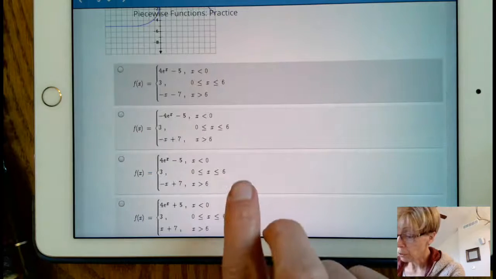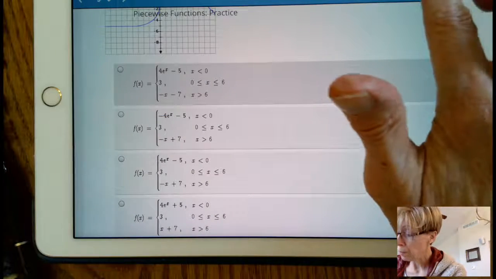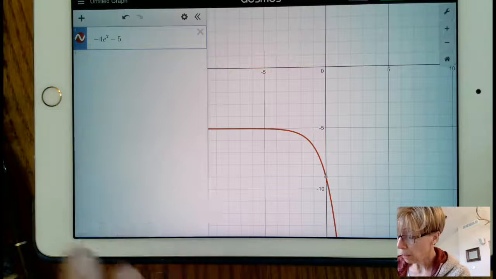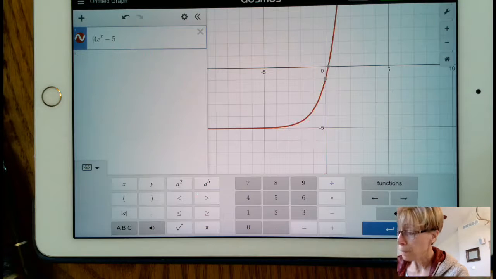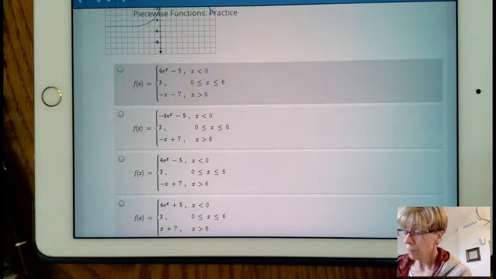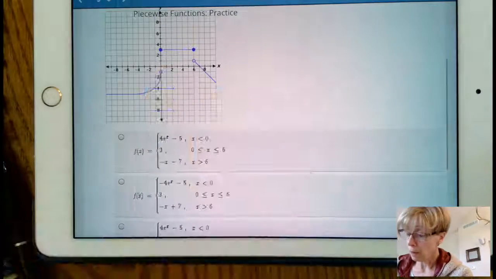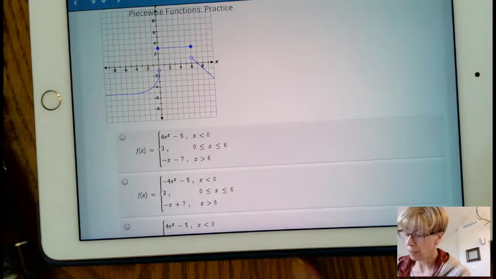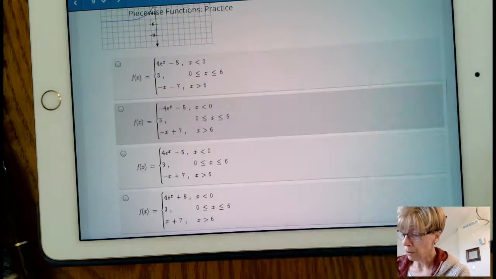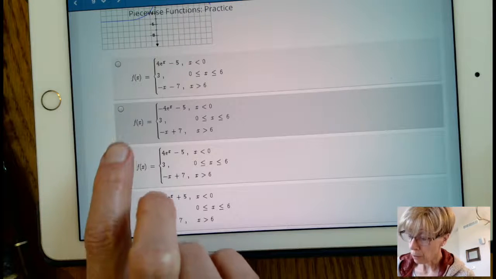Just a real quick check here, we can go and change this negative to a positive, and then we do get the same shape as our graph here, even though I didn't put in the domain, but I was looking at the shape. Like I said, we were able to narrow it down, and we end up with this choice here.